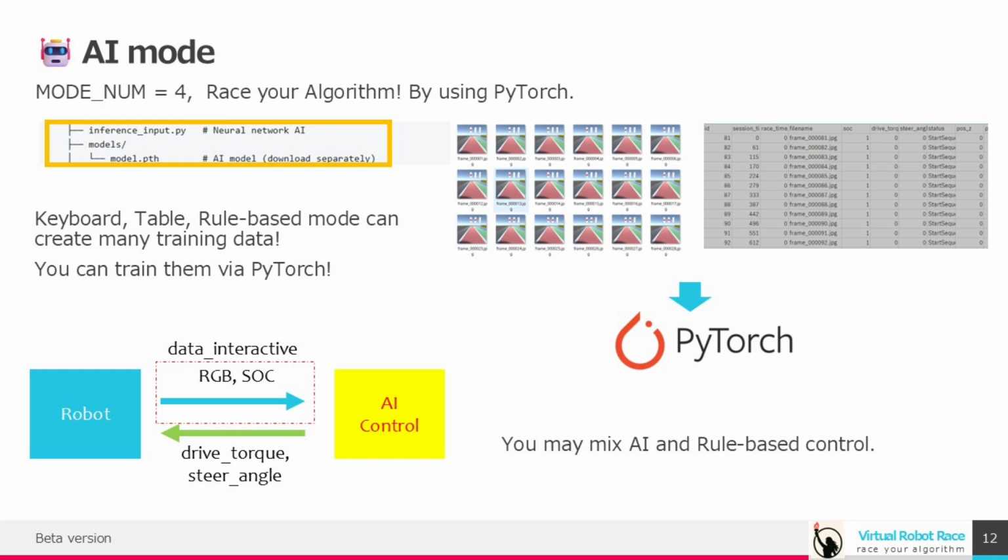Every run, even the crashes, from keyboard, table, or rule-based modes, that's all training data. You harvest it, you feed it to your PyTorch model, and you deploy that neural network right back into the car. And they even say you can mix them. Users may mix AI and rule-based control. Which is so important for optimization.